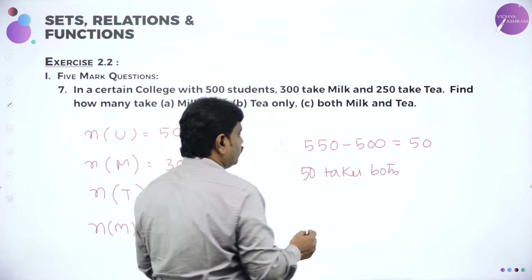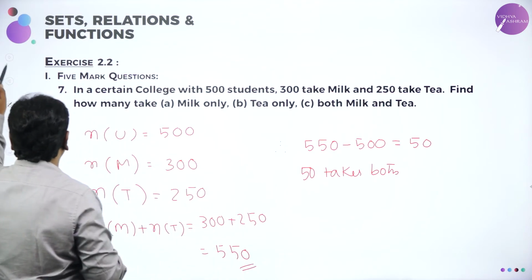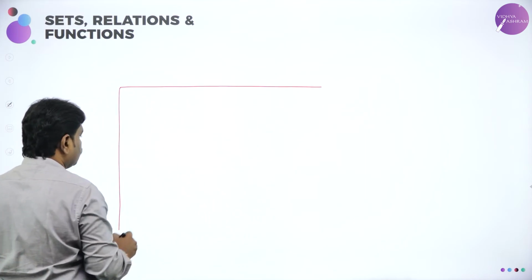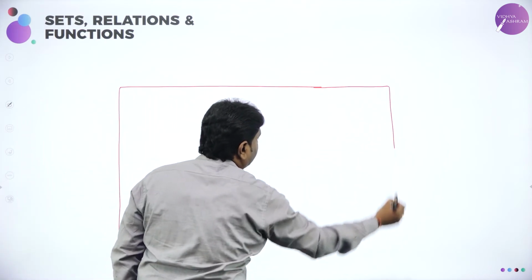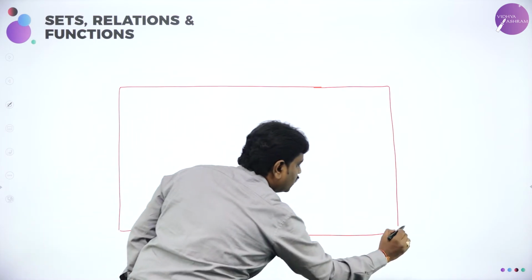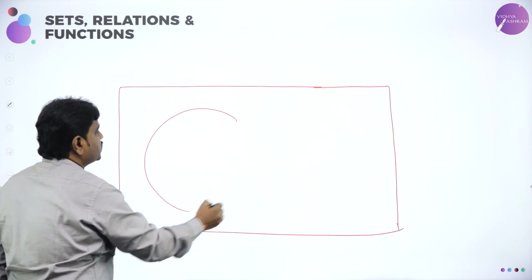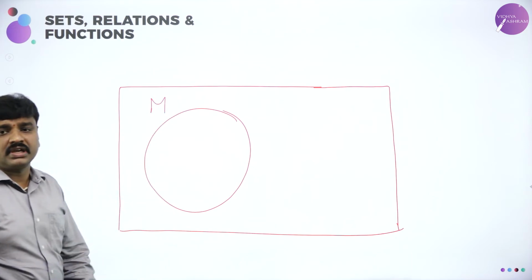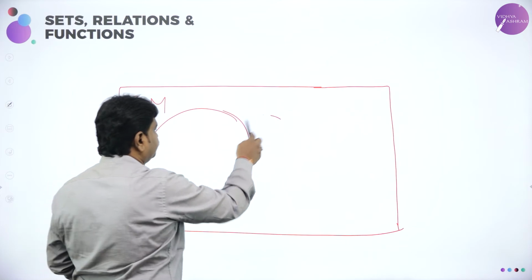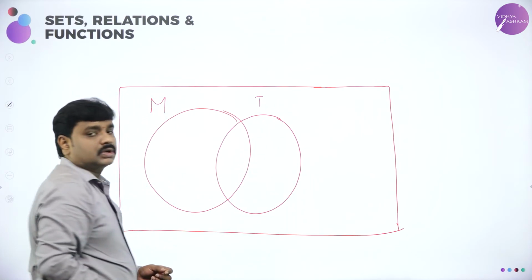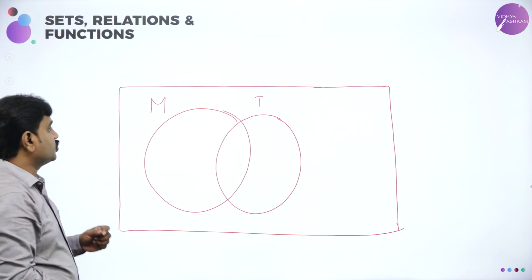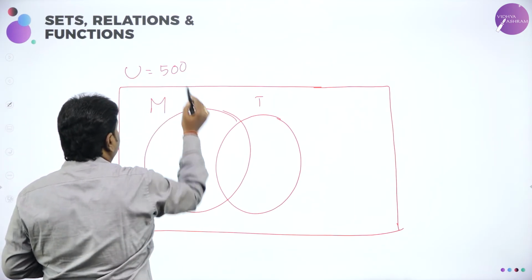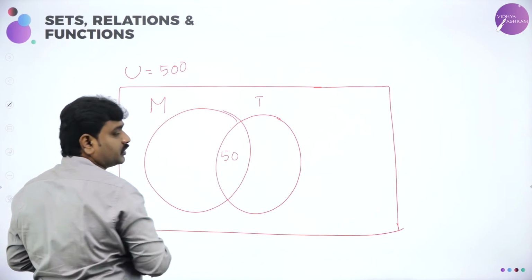Now from the Venn diagram we will go to the conclusions. So I will draw the Venn diagram for the last problem. Venn diagram means what? We should draw a rectangle. Then we should draw two sets. In the problem they give only two sets, milk consuming people and tea consuming people. They have also given the total universal 500. And by solving, we got 50 take both.